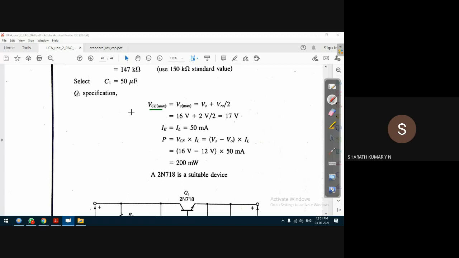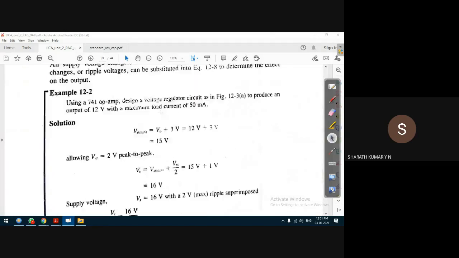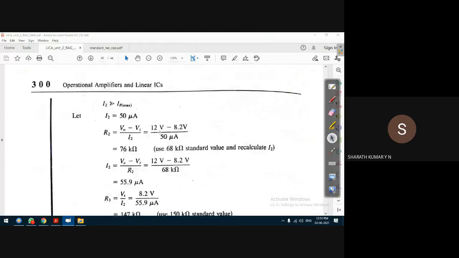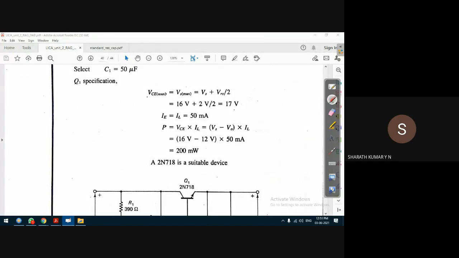Q1 specification. VC maximum. For Q1, Vs maximum, from this we get around 70 volts. IE is equal to IL, the load current. This is for the selection of the series pass transistor. First is the collector, VC max, the voltage across collector to emitter. That is Vs max, Vs plus VRS by 2, around 70 volts. The emitter current is the load current, that is 50 milliamperes, because load current is given.